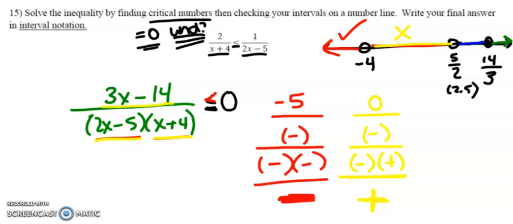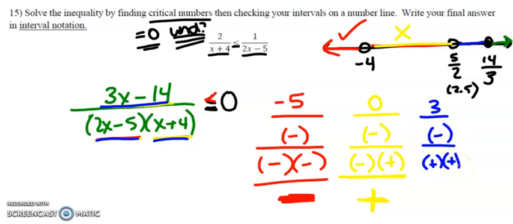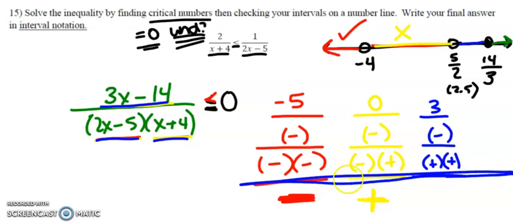Pick a number between 2.5 and 14/3. I'm going to choose the number 3. If you sub 3 in, it creates a negative numerator, a positive first term in the denominator, a positive second term in the denominator, a negative divided by a positive. This creates a negative. Negative numbers are less than 0. That one works.